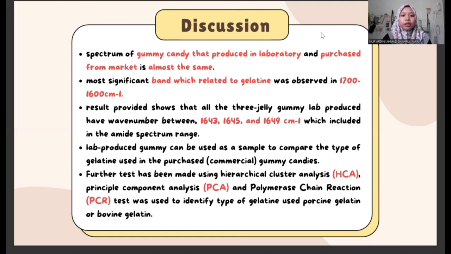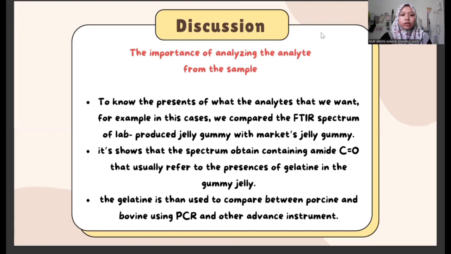So, further tests have been made using hierarchical cluster analysis, principal component analysis, and polymerase chain reaction. These tests were used to identify the type of gelatin, either porcine or bovine gelatin. The importance of analyzing the sample is to know the presence of the analytes that we want. For example, in this case, we compare the FTIR spectrum of lab-produced jelly gummy with market jelly gummy. It showed that the spectrum contains amide C=O, which usually refers to the presence of gelatin in the gummy jelly. The gelatin is then used to compare porcine and bovine using PCR and other advanced instruments.